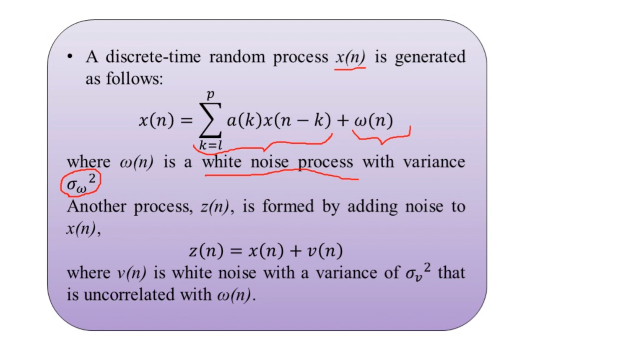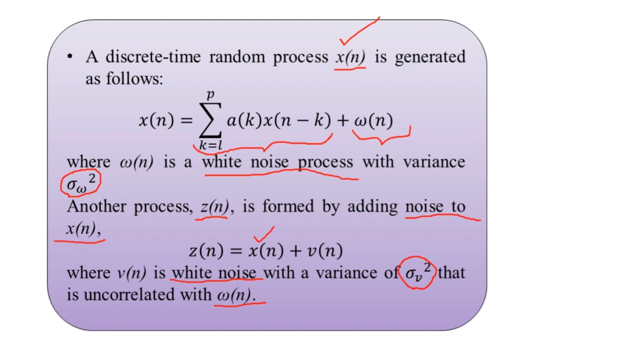So for x of n, we shall be required to find the power spectrum in task A, part A here. Another random process is z of n, that is derived by having x of n, the initial one from the previous equation, and v of n, which is a noise here. So v of n is again a white noise random process, and it has the corresponding variance denoted sigma suffix v squared, and it is also mentioned that this white noise is totally uncorrelated with w of n. So this is the problem statement.